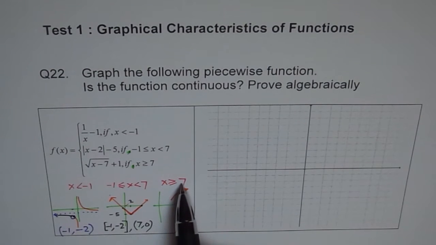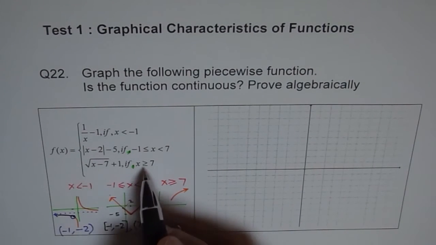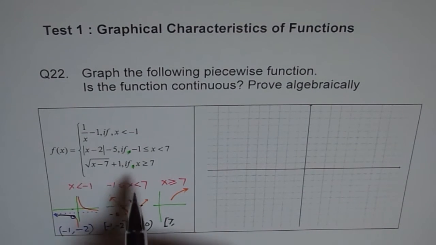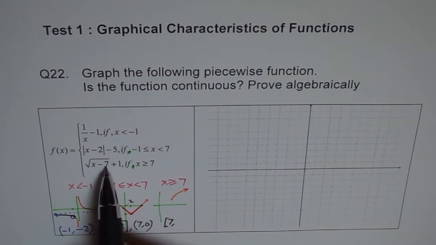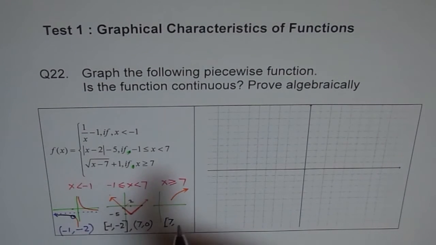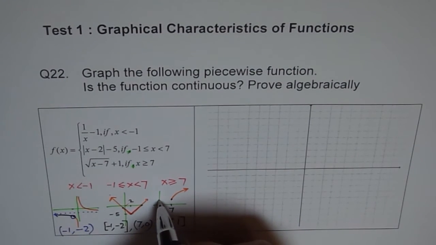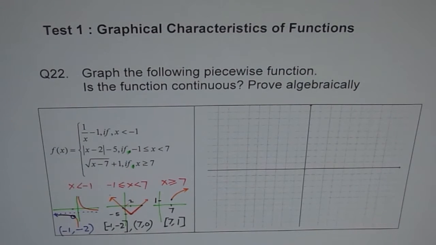Now, as far as the piecewise function is concerned, we are interested in this part, x greater than equal to 7. At 7, what is the point? Which is included. So I'll write like this. At 7, I have 7 minus 7 as 0. Square root of 0 is 0. 0 plus 1 is 1. So this point for me is 7 here and 1 here, correct? Now, as you can see, at 7, we have a discontinuity. So that is our algebraic solution.